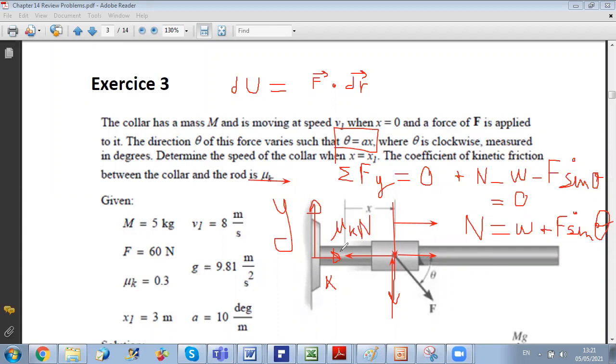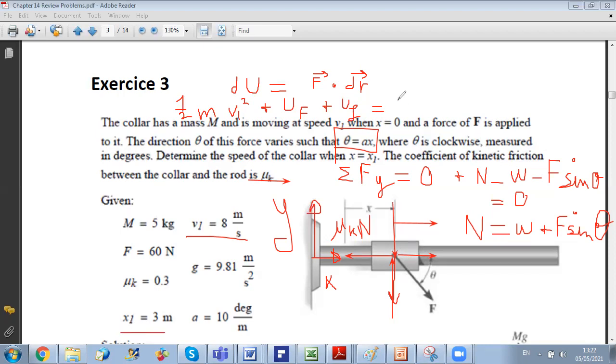But you cannot apply conservation of mechanical energy here because you have a friction force, so you have dissipation of energy. Therefore, if you want to write the principle of work and energy, you know the initial velocity v1. So you can write that half m v1 squared plus the work of F, big F, plus the work of the friction, small f, should be equal to the final kinetic energy. Here they are asking for the speed when you move a certain distance x1.